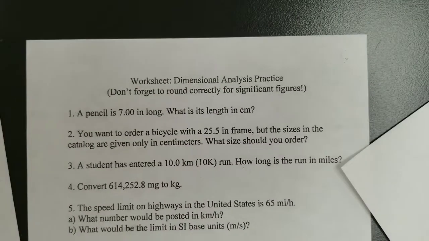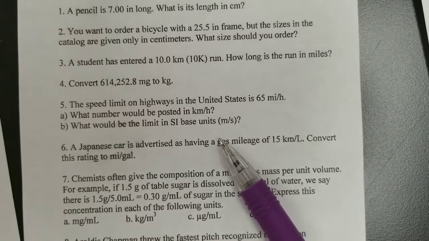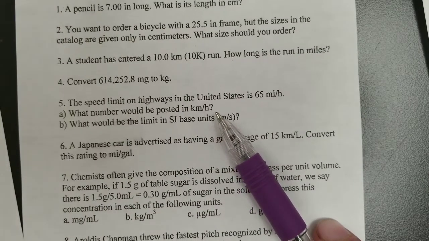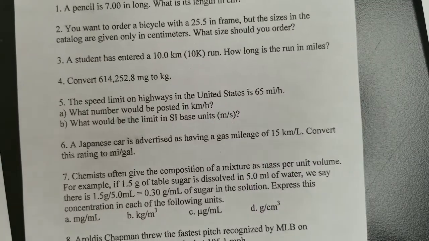All right, so let's look at one of the questions on this worksheet. More specifically, what I have in mind is this one right here. The speed limit on highways in the United States is 65 miles an hour. Let's convert it to kilometers an hour and meters per second.